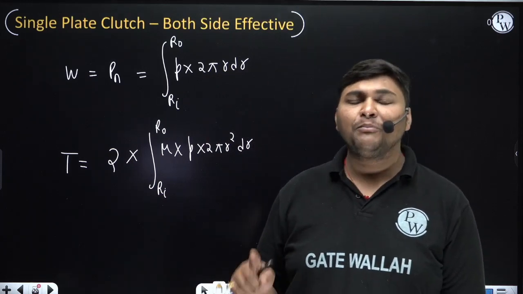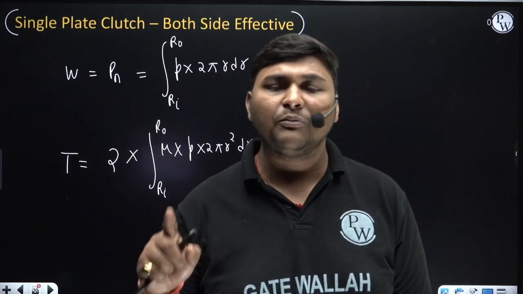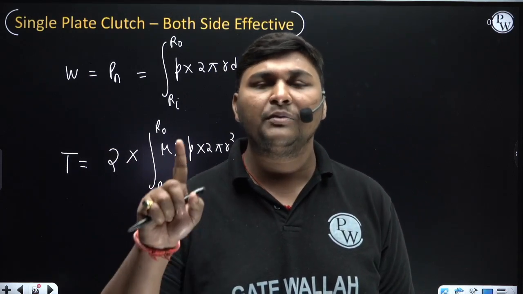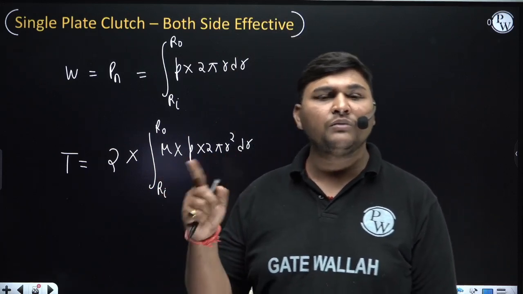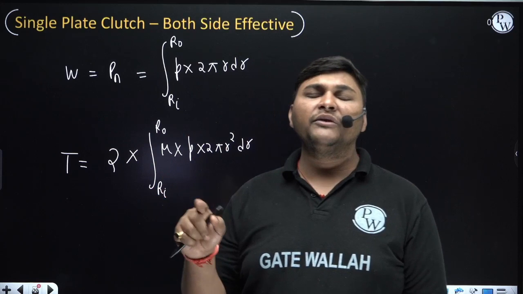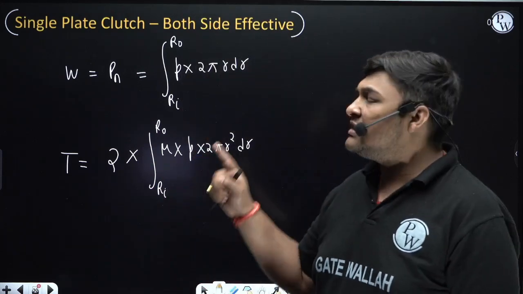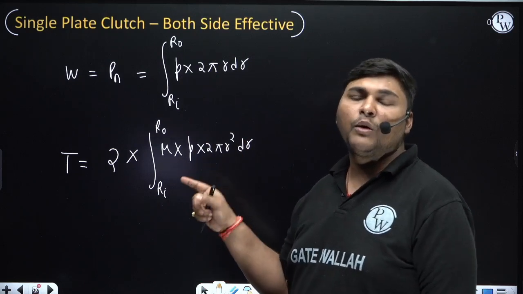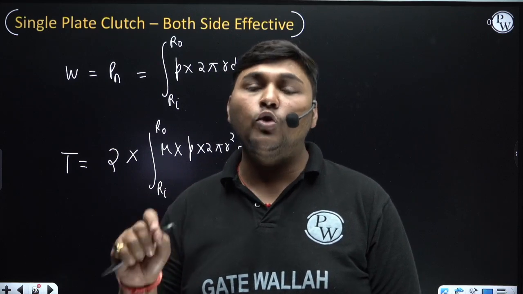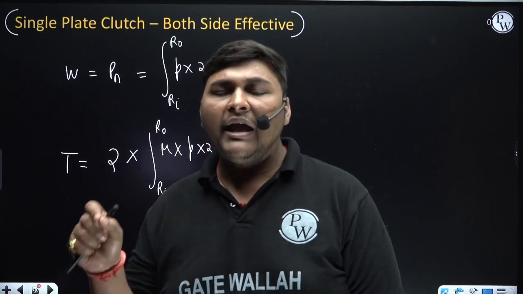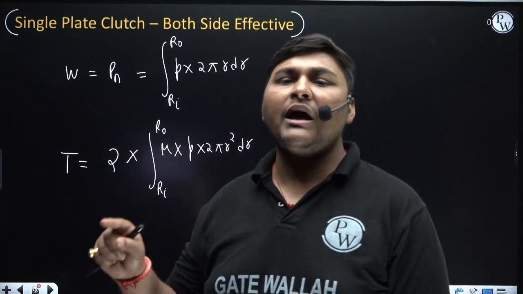In summary, in a plate clutch, whenever more than one pair of contacting surfaces is involved, suppose I denote that number of pairs as small n. For a single plate clutch with one side effective, the value of small n is 1. For a single plate clutch with both sides effective, the value of small n is 2. But there will be no change in the formula of W. It will not depend upon the number of pairs of contacting surfaces. The formula of W will be equal to the total pressure force on each friction lining, which is the integral from Ri to R naught of small p into 2 pi r dr.